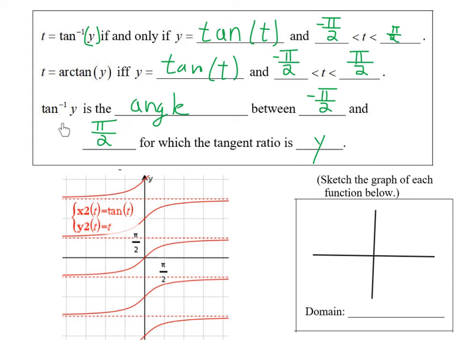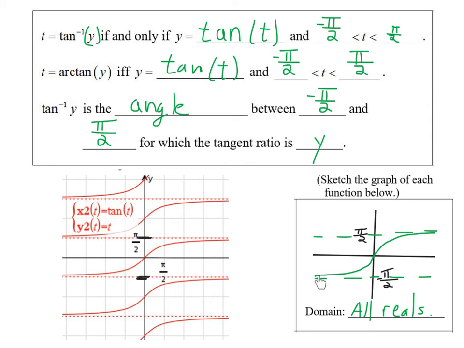All right, and the inverse tangent of y is the angle between negative pi over 2 and positive pi over 2, for which the tangent ratio is y. And why don't you pause the video, see if you can sketch the graph of the function arctangent, keeping in mind that we've decided to stay between negative pi over 2 and positive pi over 2. And then fill in your domain. All right, see if this is what your graph looks like.